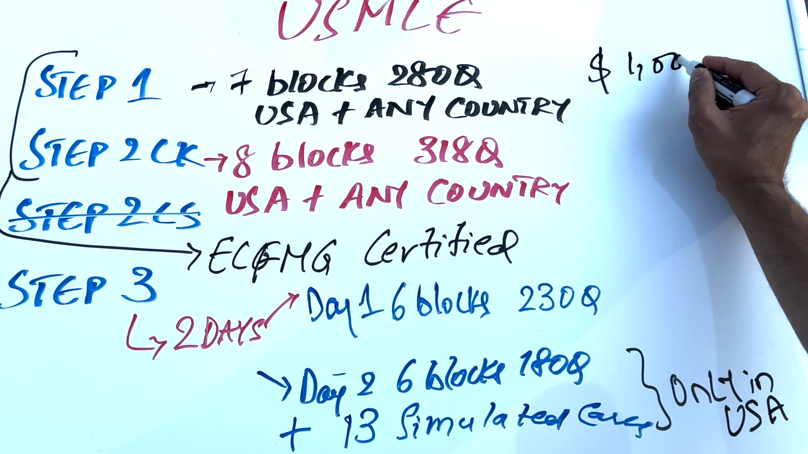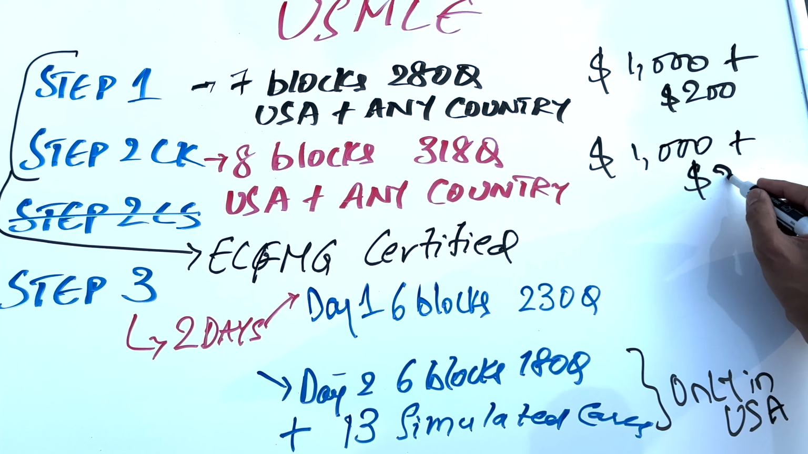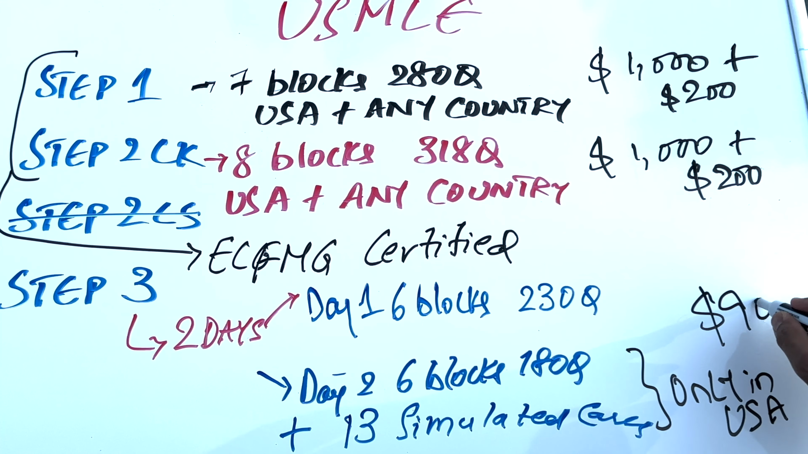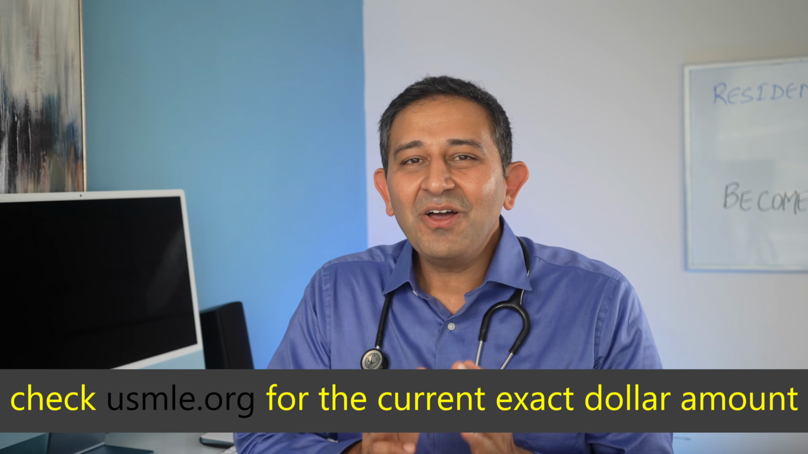The cost for Step 1 and Step 2 is approximately $1,000 each, plus a $200 surcharge for each if you take outside USA or Canada. I have left the link about ECFMG through which you apply for this in the link below. Cost for Step 3 is approximately $900, and this has to be taken, as I mentioned earlier, only in the USA. Now, there are options to get sponsored for writing USMLE exams, so you don't have to pay anything for the USMLE exam. This is a topic for a different video.